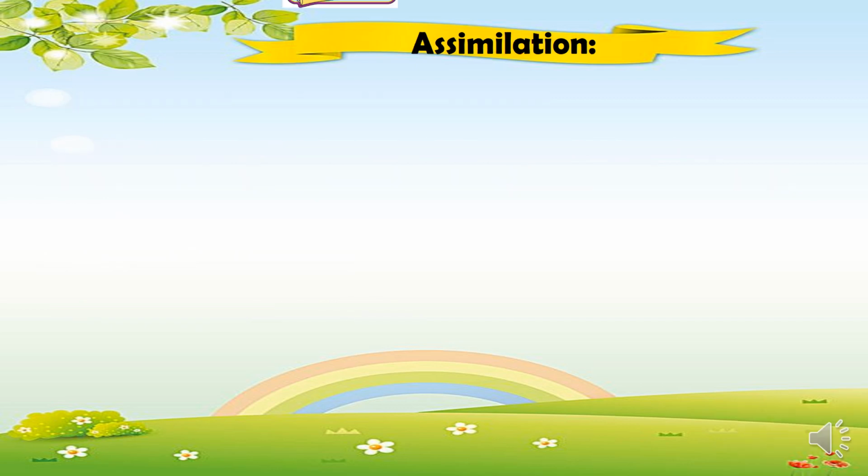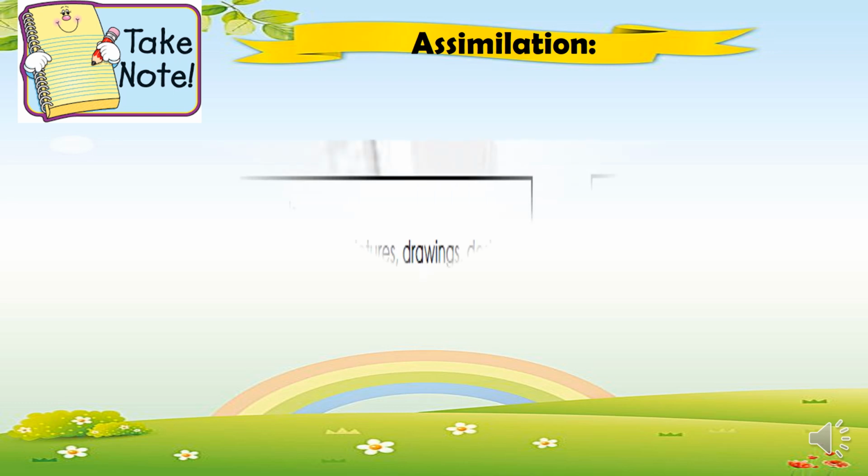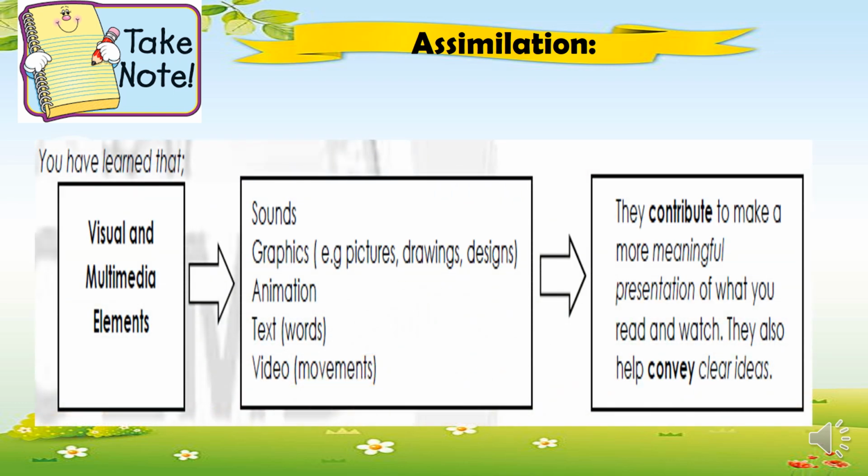For the assimilation, let us take note of the following. So you have learned the visual and multimedia elements, now what are those? We have the sounds, graphics. For the graphics, we have pictures, drawings, designs. Then we have animation and text. When we say text, they are words. And then video, movements. So they contribute to make a more meaningful presentation of what you read and watch. They also help convey clear ideas.